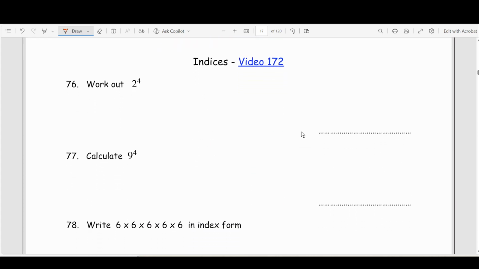Indices is also called exponent or power, like 2 to the power 4. This is indices or exponent. This is called base. That means 2 is multiplied 4 times. Indices is used when we are multiplying a same number multiple times. So this is just a short form. So we can write 2 4 times. 2 times 2 is 4. 4 times 2 is 8. 8 times 2 is 16. So that's our answer. Clear?